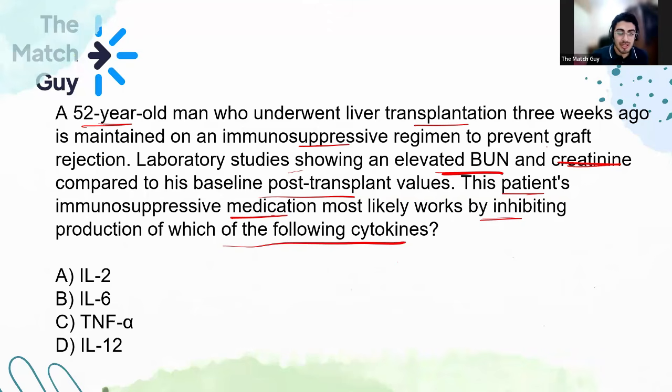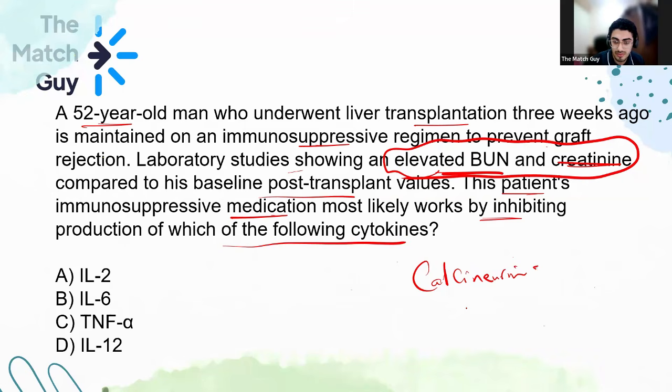Amazing, guys. So this patient started on immunosuppressant medication, and after starting this immunosuppressant medication, he had nephrotoxicity, elevated BUN and creatinine. So you should ask yourself, an immunosuppressant medication that can cause nephrotoxicity, he's talking about the calcineurin inhibitors. Because you know that the calcineurin inhibitors are the family of the immunosuppressants that can cause nephrotoxicity.